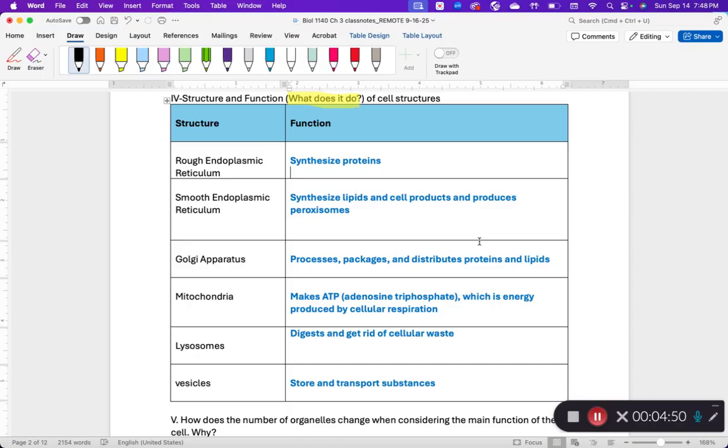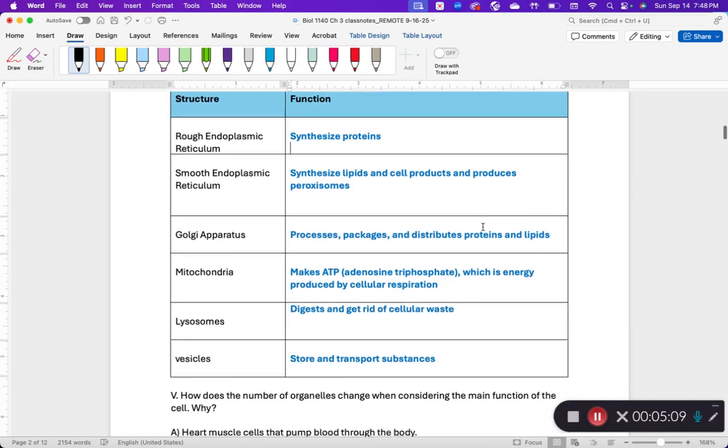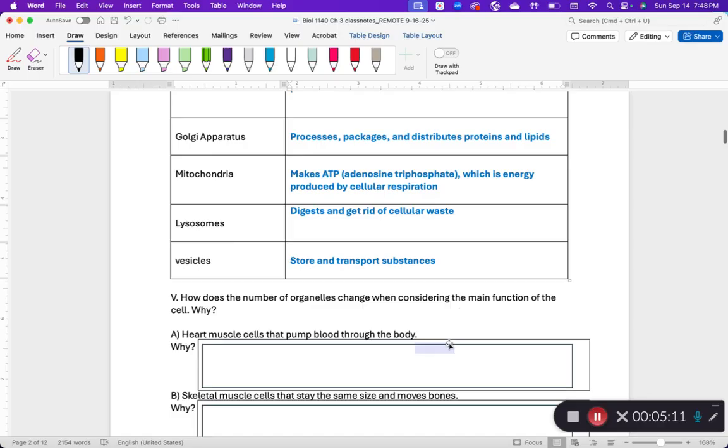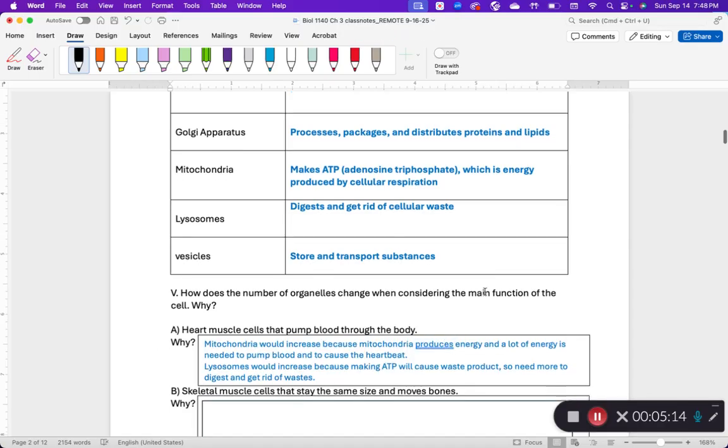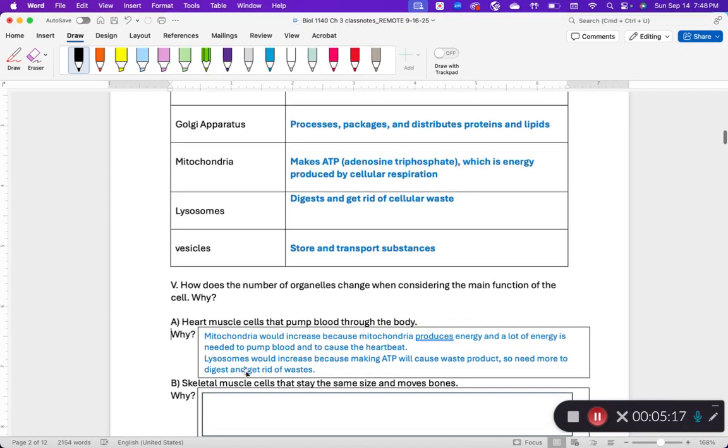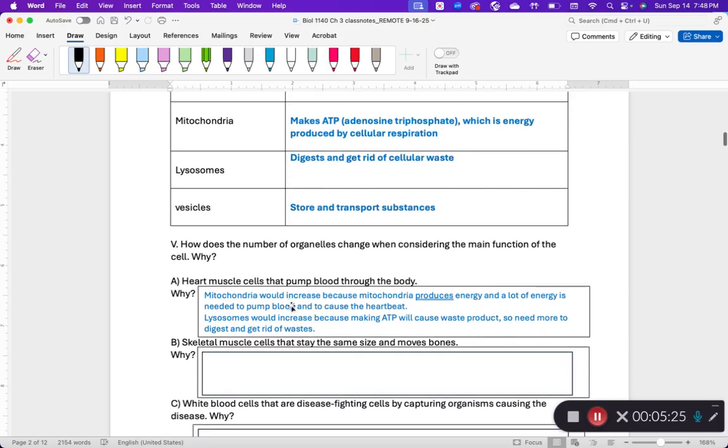I think it's going to need a lot of energy. It's going to need a lot of energy to push blood through the body, to give energy to that heart muscle, which is our heart, and even to maintain the heartbeat. All of that is going to require energy. So that could be one reason or one way that this cell would change. Here it says mitochondria will increase because mitochondria produces energy, and a lot of energy is needed to pump blood and to cause the heartbeat.